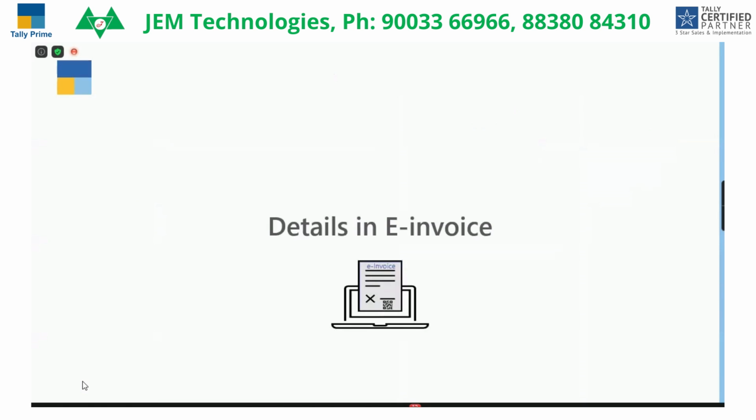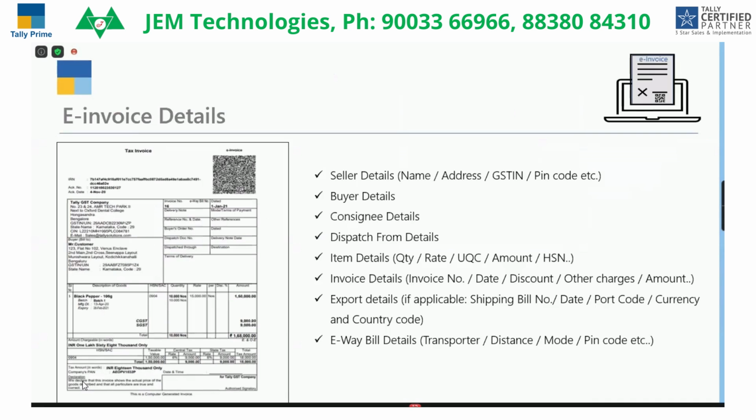Okay. So what are the details on the invoice which will be used for e-invoicing? There is a list of parameters which have been defined, and these are the information which will be sent to the IRP system to generate your IRN.